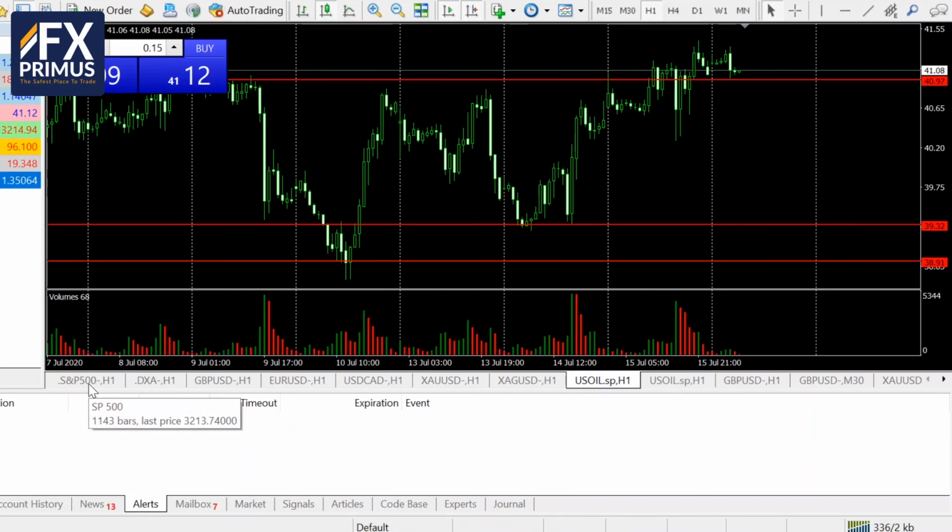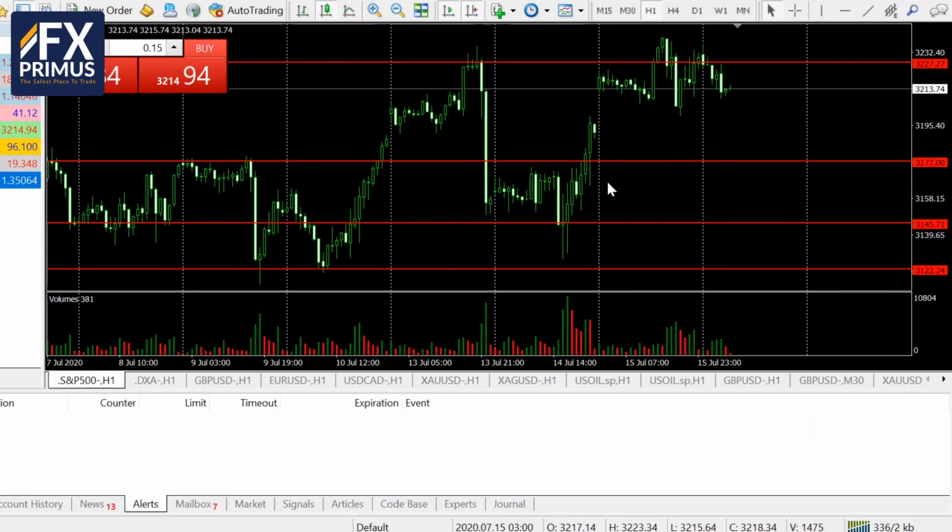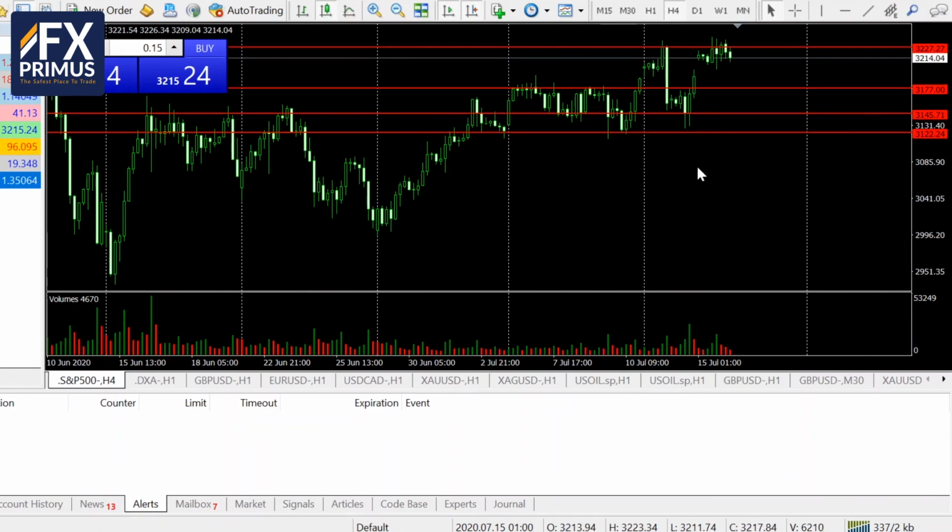So finally, let's have a look at the S&P 500. The S&P 500 is the 500 of the largest stocks listed on the US exchanges. Of course, it will include companies like Google, Facebook, Apple, and so on. Obviously, we mentioned the S&P 500 is still currently in the consolidation phase.